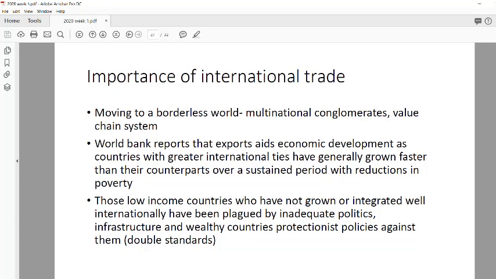But what we have seen, even with all these borderless worlds and ideas that you're selling to a lot of people, is that a lot of low income countries have not grown. They're not even integrated in the world, and they're actually falling apart. Some say it's got to do with the type of politics happening in the country. Some people say it's got to do with infrastructure. Why that infrastructure? Some people blame colonialism.